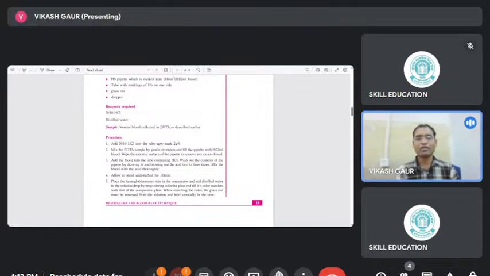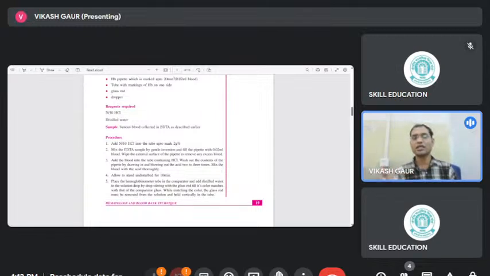Wash out the content of the pipette by drawing in and blowing out the acid 2 or 3 times. Mix the blood with the acid slowly. Allow to stand undisturbed for 10 minutes, then place the hemoglobinometer tube in the comparator and add distilled water to the solution drop by drop, stirring with the glass rod till its color matches that of the comparator glass.